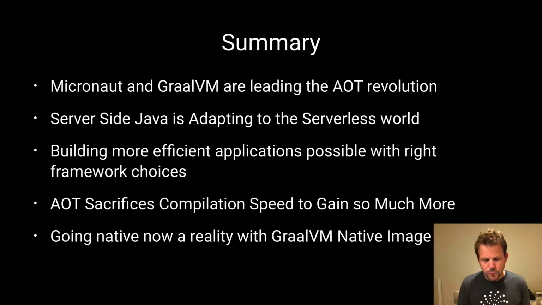So in summary, Micronaut and GraalVM are leading the AOT revolution. Server-side Java is adapting to this new serverless world, and building more efficient frameworks is possible right now. If you make the right framework choices, you can achieve significant cost savings in terms of cloud spend and reductions in memory consumption by using something like Micronaut. By using AOT to compile into a native image, you do sacrifice compilation speed, as you saw when I was building that native image. However, you gain a significantly smaller, lighter application that consumes significantly less memory, only 18 megabytes of memory for a Micronaut application compiled with GraalVM. Going native is now a reality with native image. Exciting times to be a Java developer.